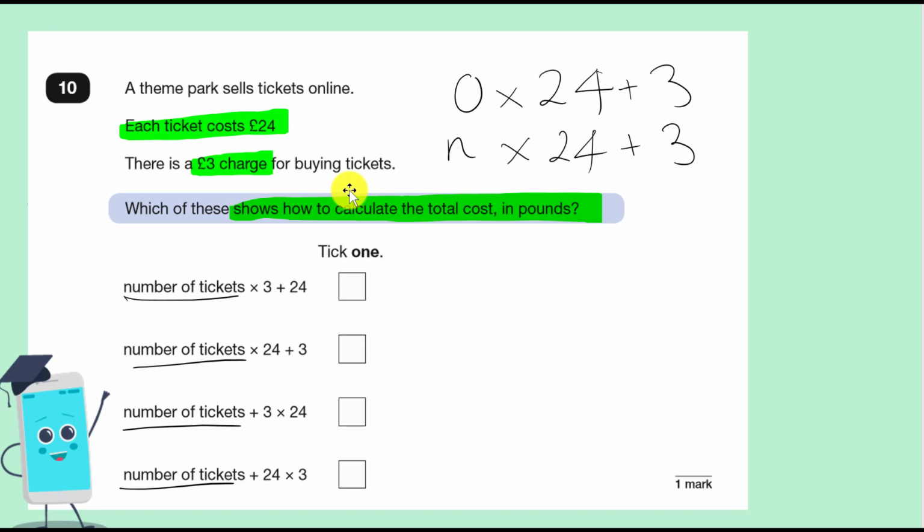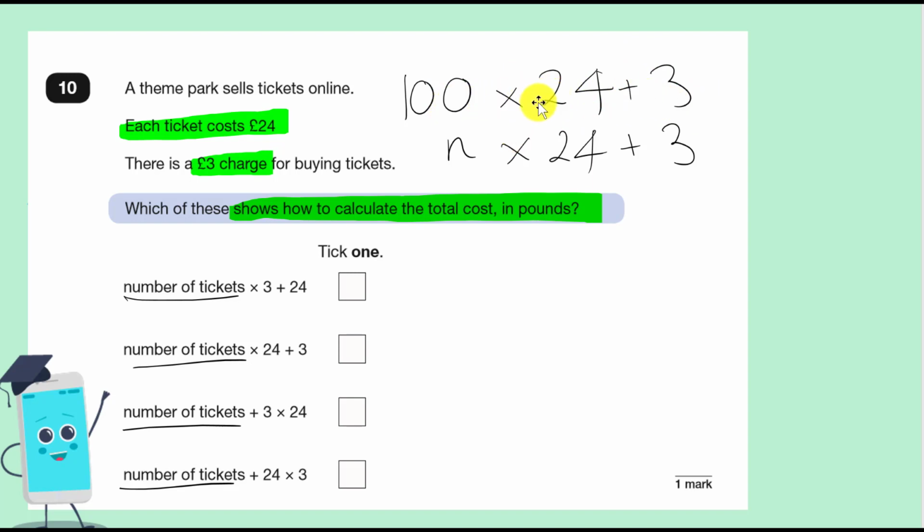Now, if there were 5 people that called up to buy tickets, I would have 5 people times £24 plus my 3. Okay, so you can see if 100 people called up to buy tickets, I would have to do 100 multiplied by £24 to get the total cost of my tickets, and then add the £3. So let's have a look at the list below to see which one would match it.